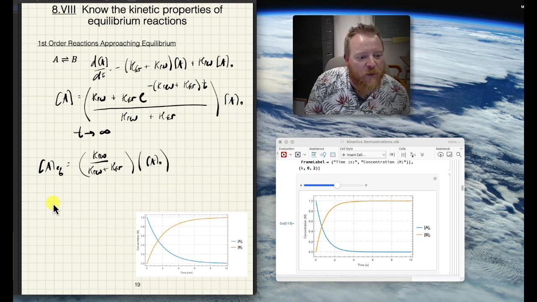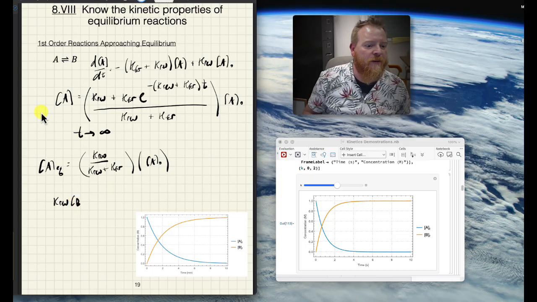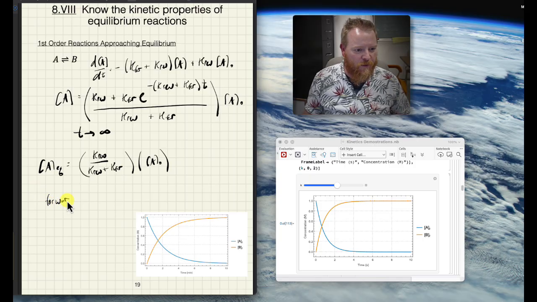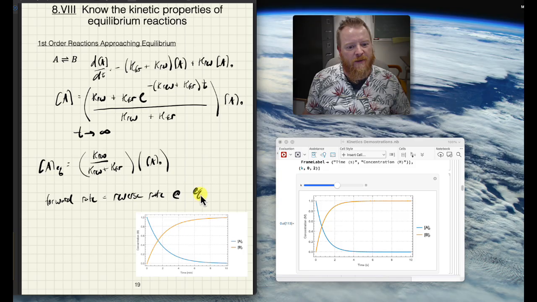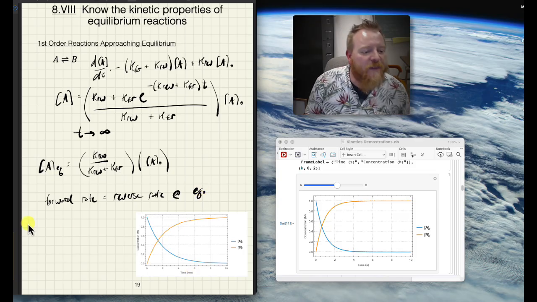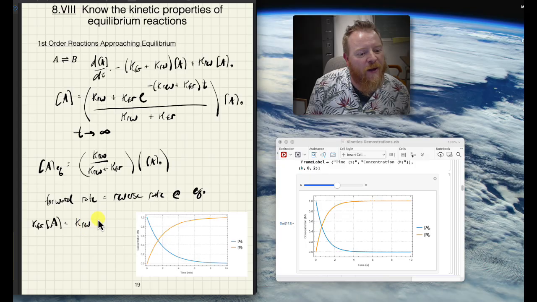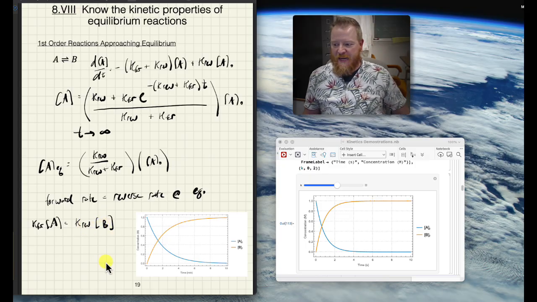So in other words, at equilibrium, k reverse times A, sorry about that. I was thinking A and then writing B at the same time, and I wrote it all wrong. Let's start over. Okay. So the forward rate must equal the reverse rate at equilibrium. So what that means is k forward times A must equal k reverse times B.